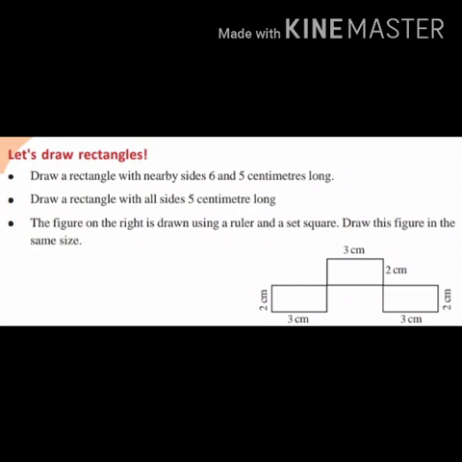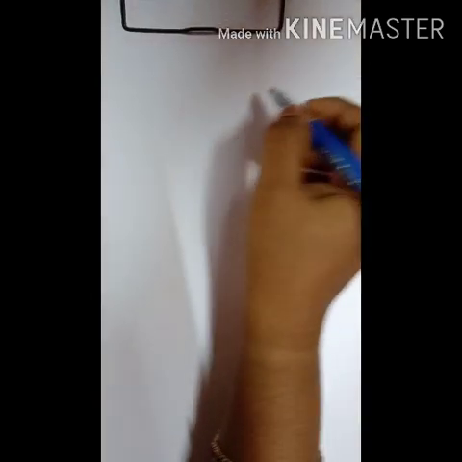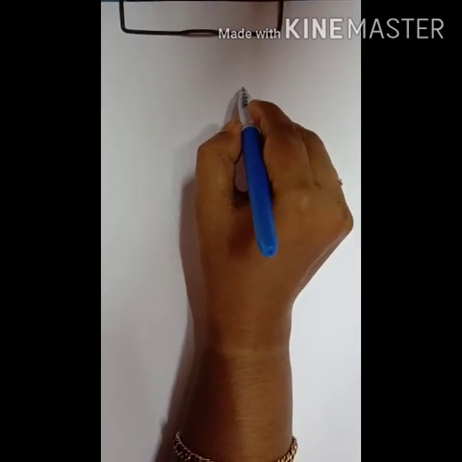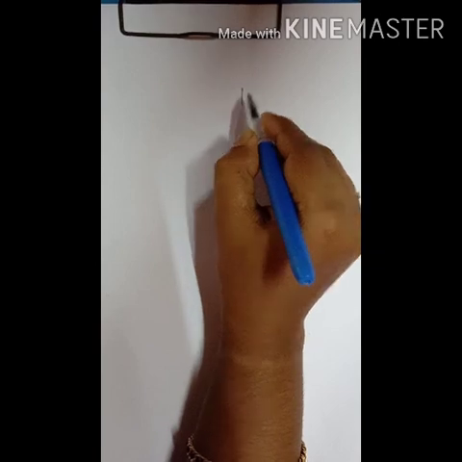In our textbook, let's draw rectangles. Let's check how we can draw this. What is the first question? Draw a rectangle with nearby sides 6 centimeter and 5 centimeter long. First, we want to draw a rough figure of that rectangle having the sides 5 centimeter and 6 centimeter.